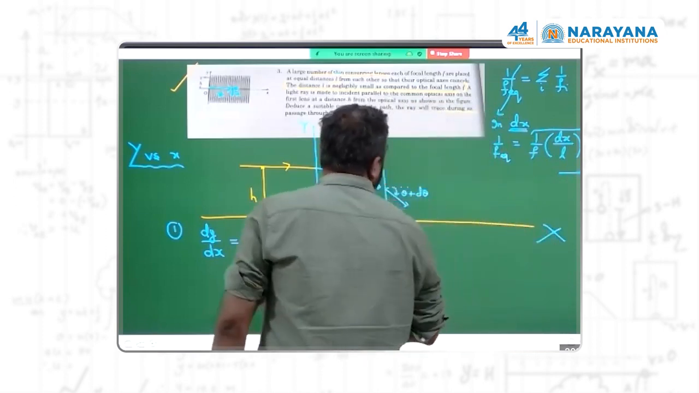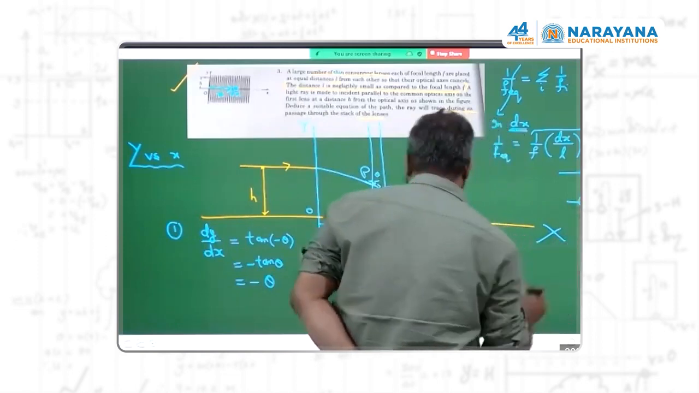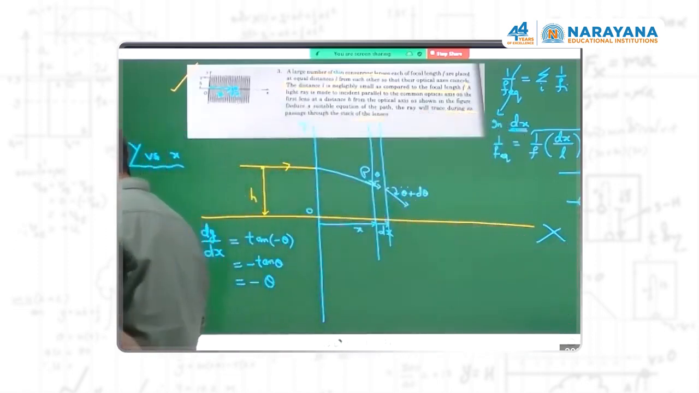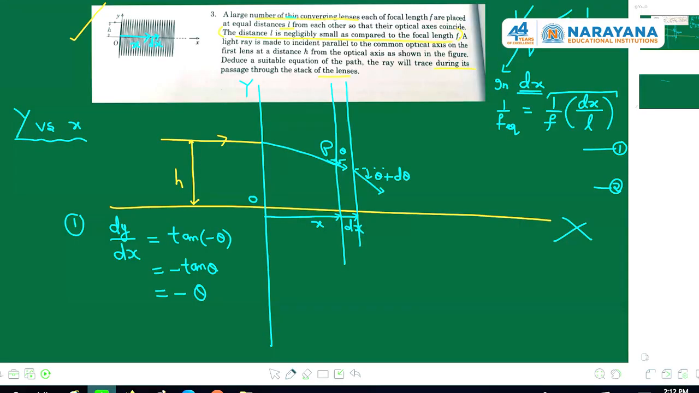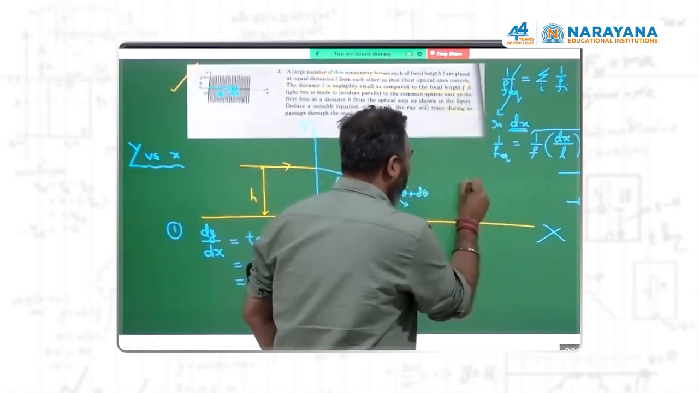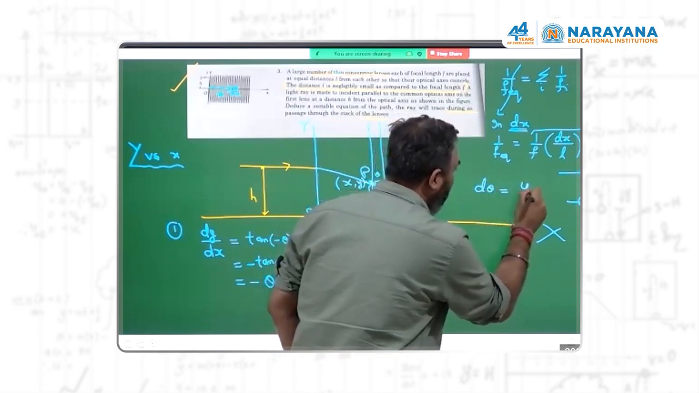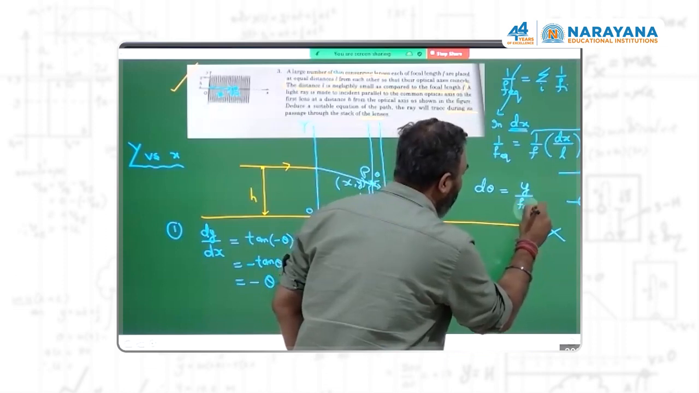So once you get 1 upon f equivalent, I can use my second equation, which talks about the deviation of the ray through the effective lens. If I am hitting this at the general point P with coordinates x, y, you can simply use the result delta is equal to h by f. The deviation that will happen here, which is d theta, should be written as y upon f equivalent, or f net, whatever you want to say.